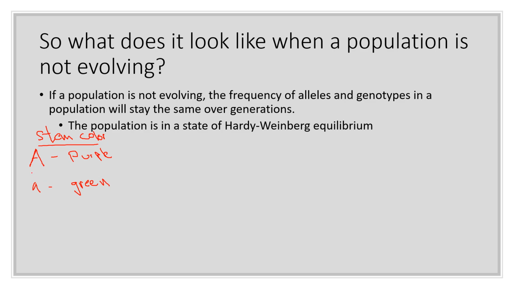So we have two alleles. We have dominant and recessive. But then we remember we have several genotypes that we could have. So right here, these ones would be purple in their phenotype, and this one would be green in its phenotype. And so we would call this homozygous recessive, homozygous dominant, and heterozygous.